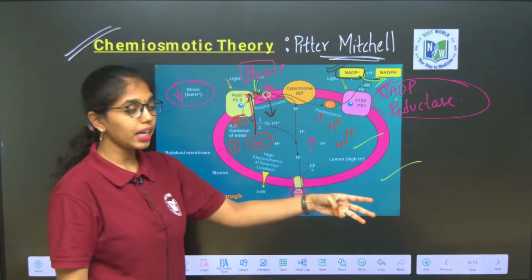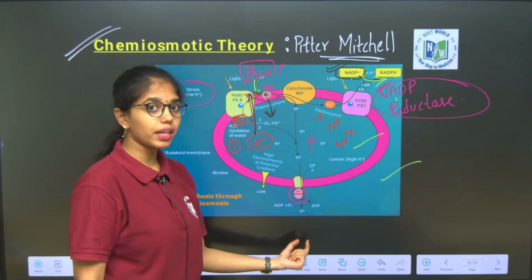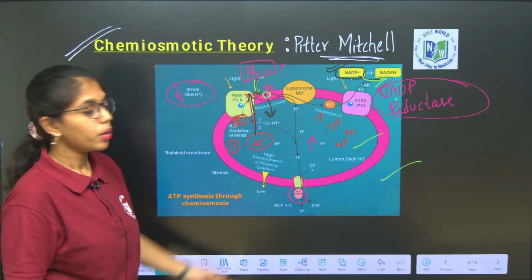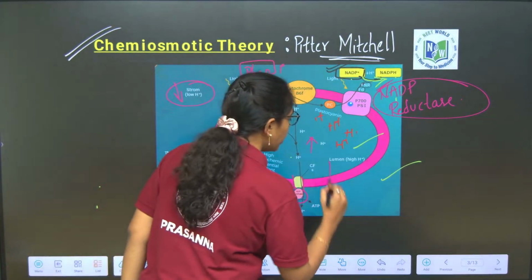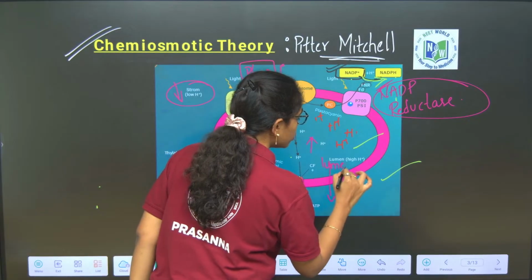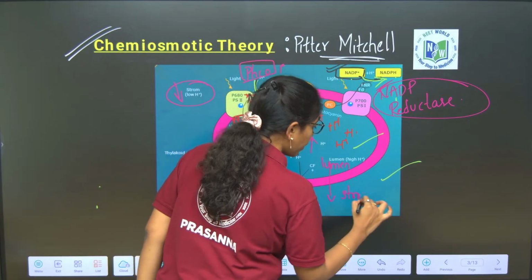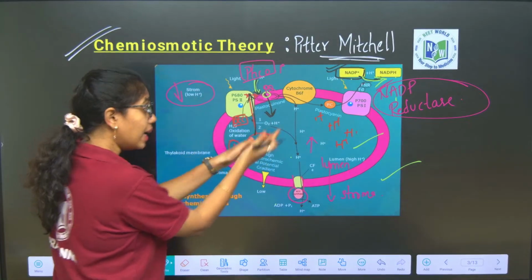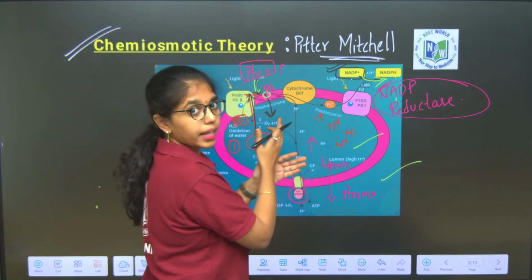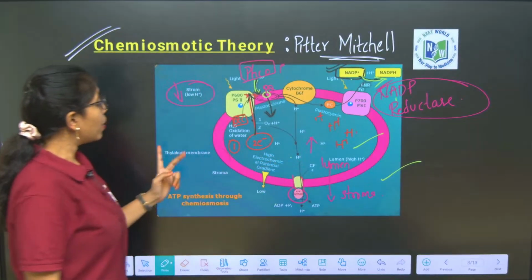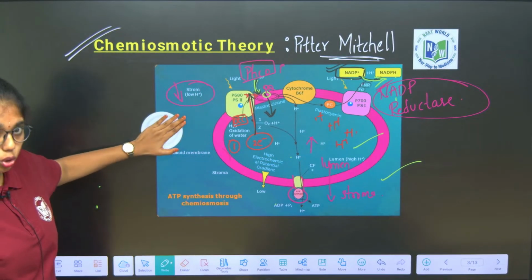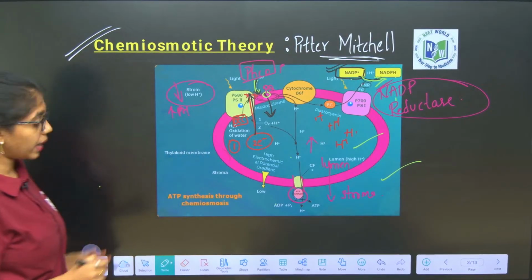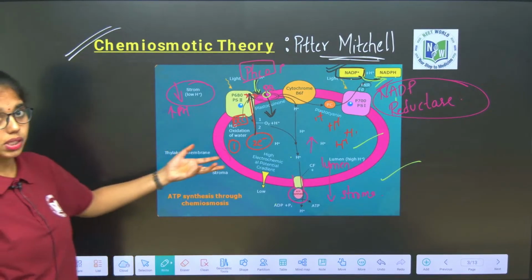Because of these three events, a proton pump is generated, that is from the lumen to the stroma. Remember here, more protons are present in the lumen, thereby less pH is there in the lumen, and less protons are present in the stroma, thereby more pH will be there in the stroma. Remember that, ma. We may get statement based questions as such also.